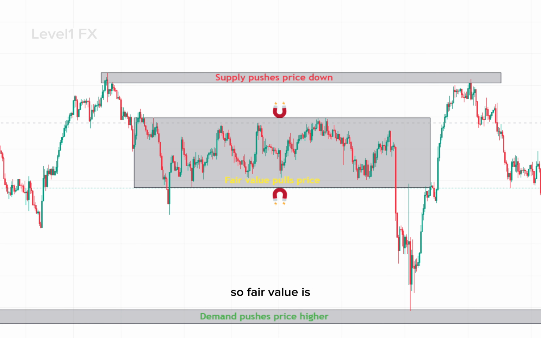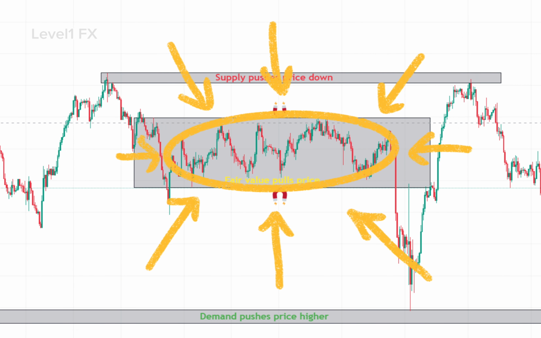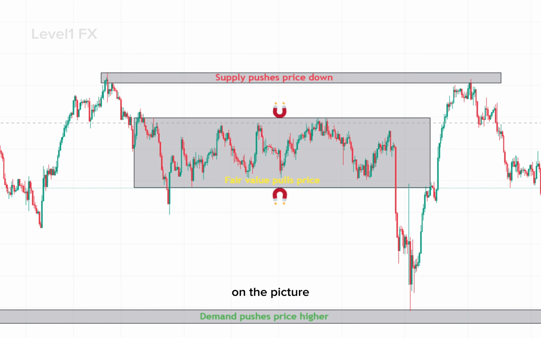So fair value is when buyers and sellers are equal in the market, so that the majority of people have agreed on a price. Okay, and here in front of you you have an example of supply and demand and fair value. And the thing about fair value is that it acts like a magnet. So when price leaves the fair value, it tends to come back to it. So it acts like a magnet, like shown in the picture.